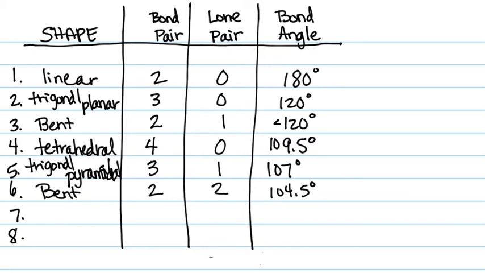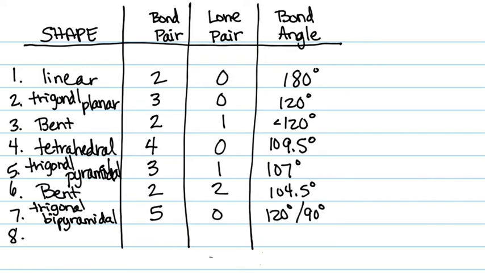You can see our bond angles, the more that's going on around that central atom, just keep getting squeezed tighter and tighter together. The next one was trigonal bipyramidal. And this was 5 bonded pair, no lone pair. We had a couple bond angles, 120 and 90. And then the last one was octahedral. 6 bonded pair, no lone pair. All angles were 90 degrees.